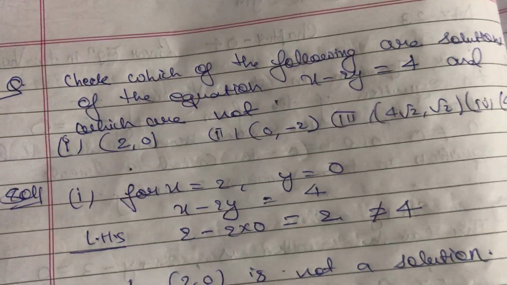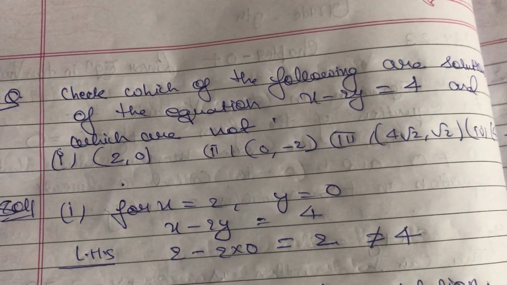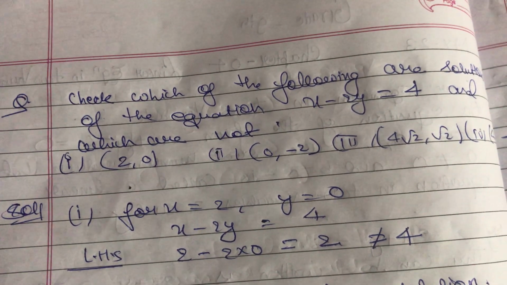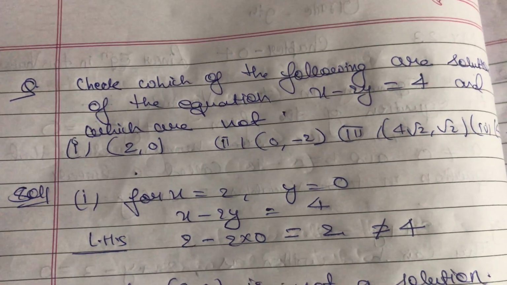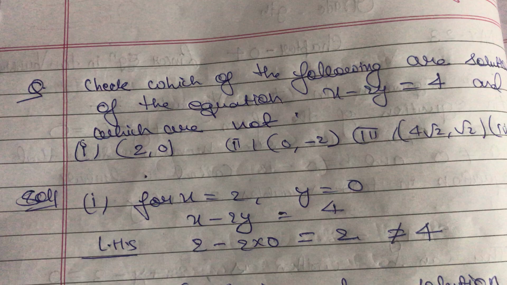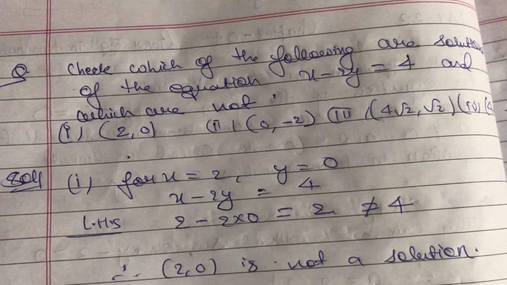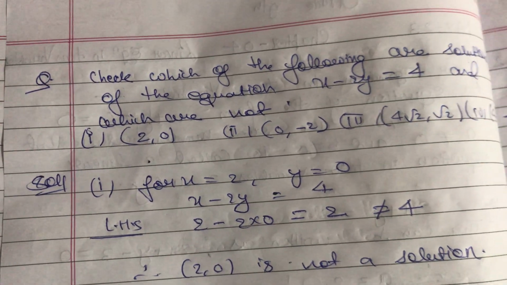there's a question: check whether the following pairs are solutions of the equation or not. There are 4 options given over here. I need to find which are the exact solutions of the given linear equation, right? Which are the exact solutions of the given linear equation. Now we'll solve one by one and we'll see which one is the solution.